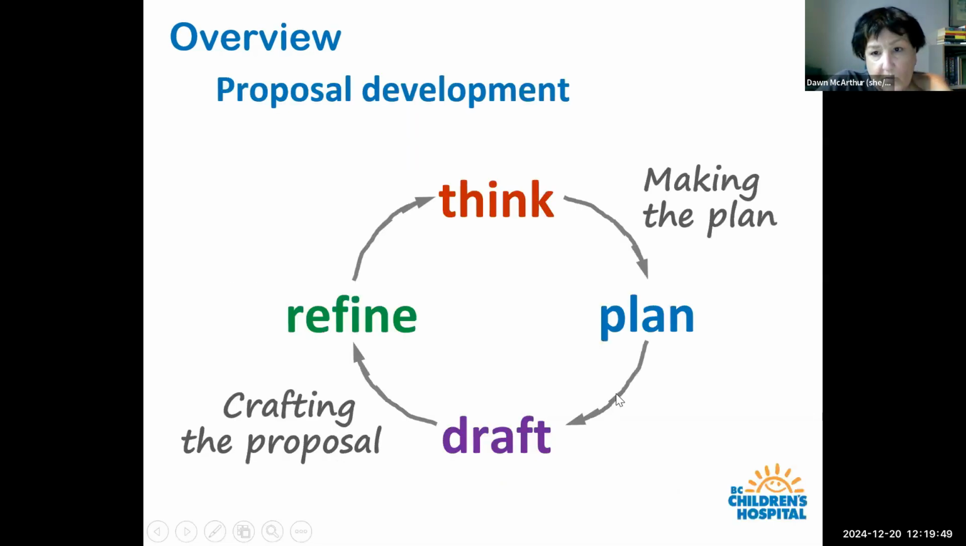I like to think of proposal development in two stages, really. You're making the plan and you're crafting the proposal. And so in this presentation, I'm going to go through thinking, planning, drafting, and refining. And after you refine, turf it off to the funding agency.